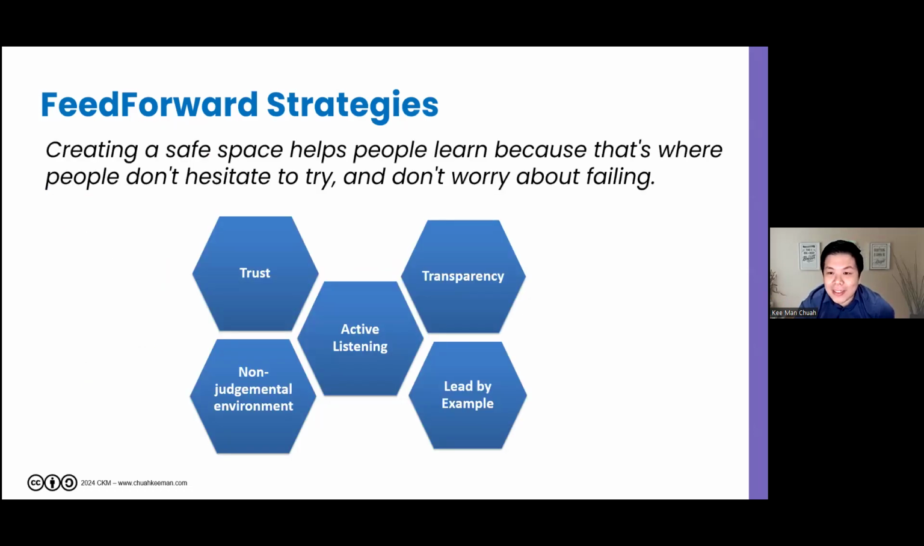Some other things for you to consider. I think this is the thing that we should aim for in our teaching and learning. You need to create a safe space where people hear the learners, of course. You want them to learn, right? Because that's where people don't hesitate to try and don't worry about failing. The reason why we have a lot of students who still submit things according to the old way of doing things, or the thing that they think is right, is because they fear this. They don't want to fail. They feel like if they don't do it that way, they're going to fail the course, even though you want them to be more open or more flexible, because they're so used to this already.